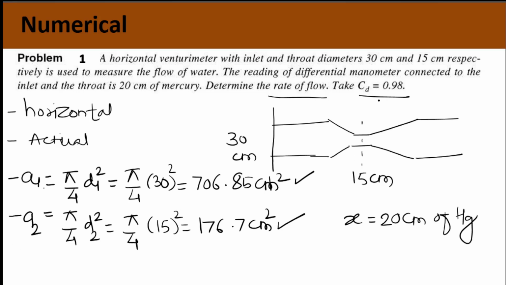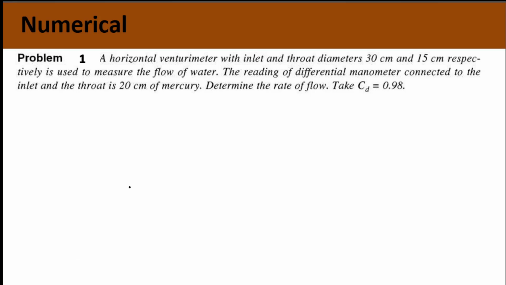Now CD is given as 0.98. First we'll find out the difference of pressure head by using the manometric relation. Now understand that in the differential manometer, the liquid is mercury and the water is flowing through the pipe. So SH is more than SO. Now the formula for H can be written as H is equal to X into SH upon SO minus 1. So we'll calculate the value. So H can be found out by using the value of X is given as 20. Now here the specific gravity or relative density of mercury is not given.